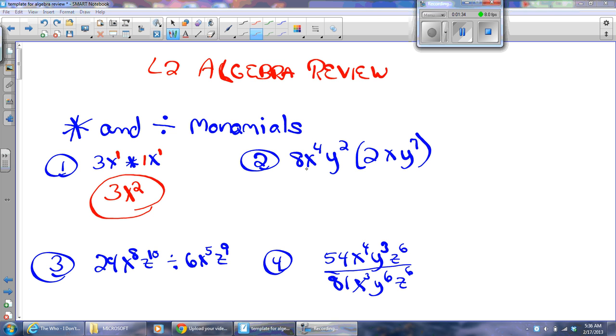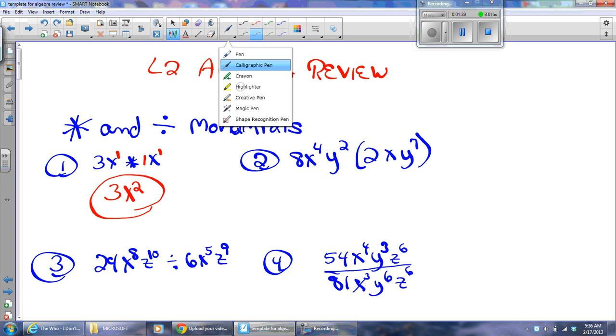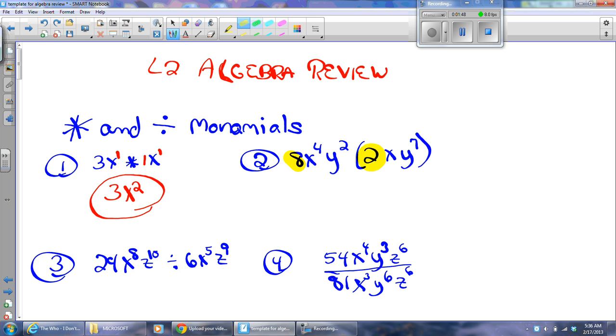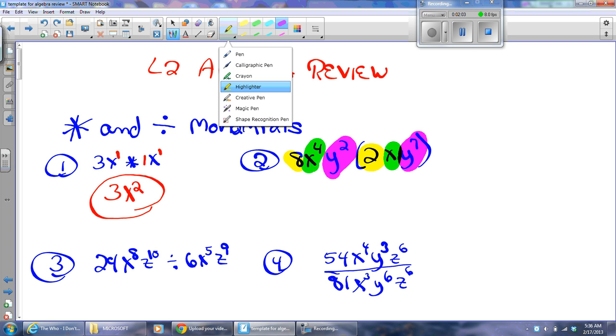Okay, now, on the second one, we're going to multiply our coefficients. We've got a lot going on here, so I like to somehow draw attention to what I'm doing. So, I've got an 8, which is a coefficient, and a 2, which is a coefficient. And then I have an x to the 4th, which is going to be multiplied by an x. And then finally we have a y squared, which is going to be multiplied by a y to the 7th. It's as simple as the previous problem, just 4 simple steps instead of 2.